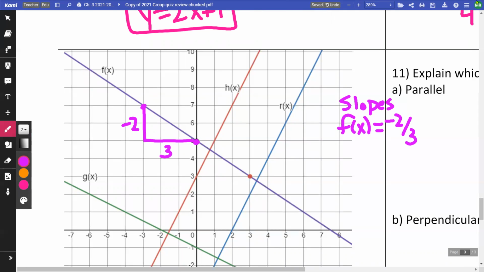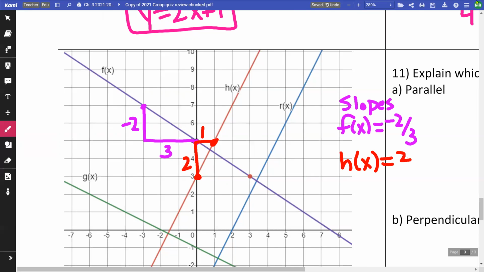Let me do this one here. So this looks like a nice point, and this looks like a nice point. So how am I going from here to here? I'm going up 2/1. And so my h of x is going to be 2/1 or just 2. Let's see, my blue line. This looks like a nice point, and this looks like a nice point. I'm going up 2/1. So r of x is equal to 2/1 or 2.